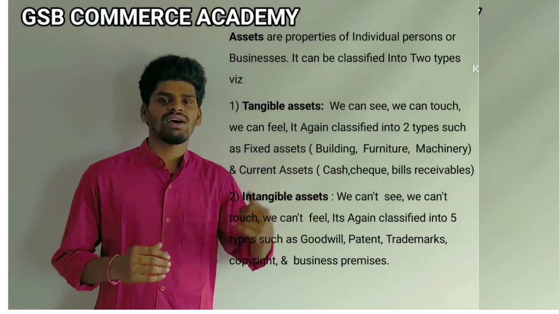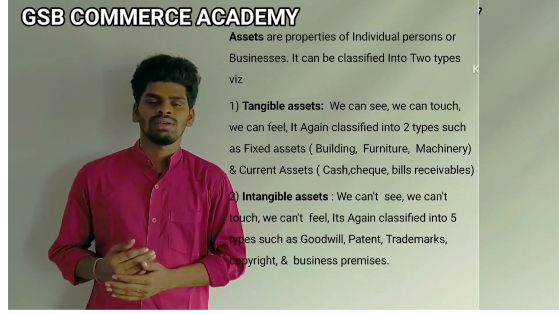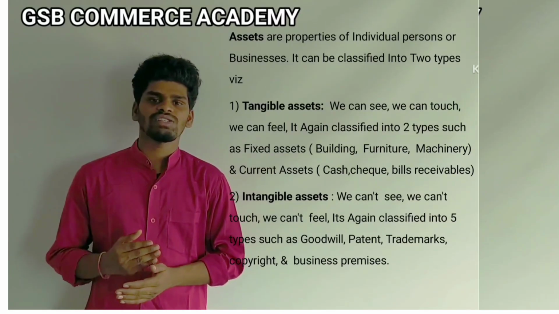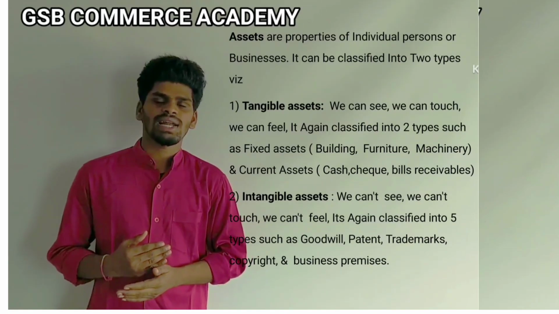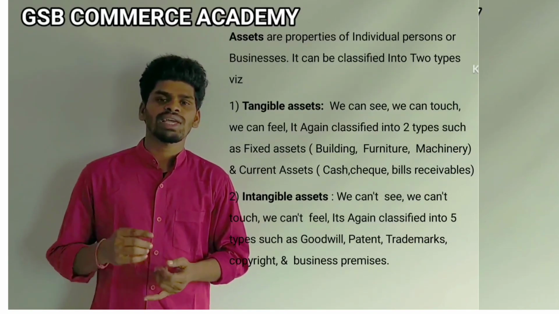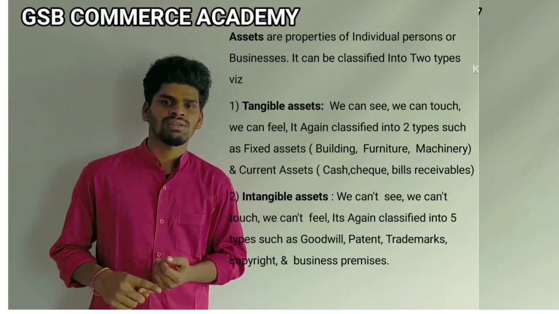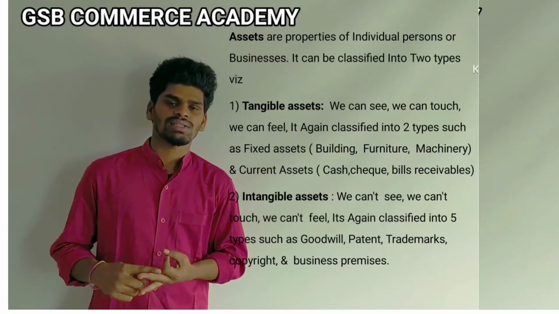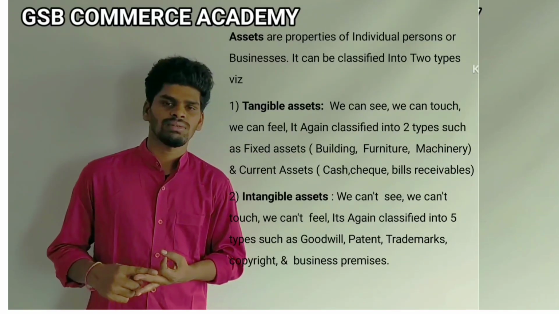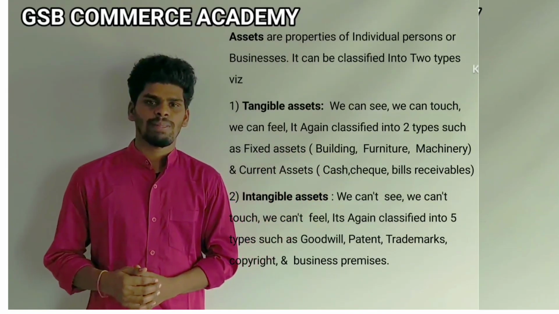And the second one is current assets. Current assets give benefits to the business for less than one year. For example, cash is a current asset, cheques are current assets, stock is a current asset, bills receivable is a current asset. So these are all tangible assets.